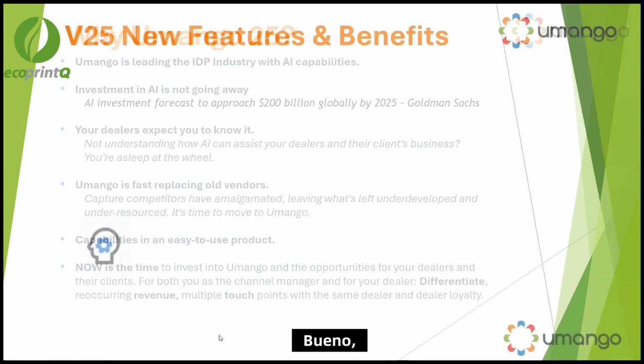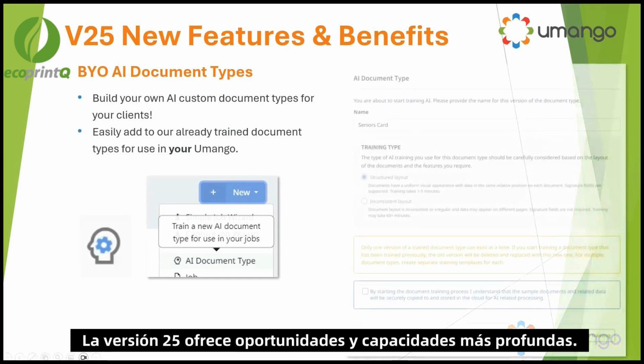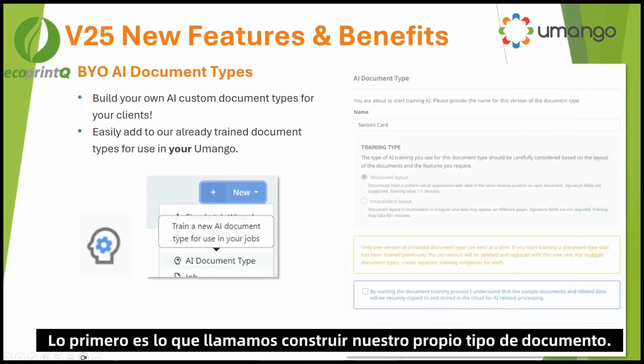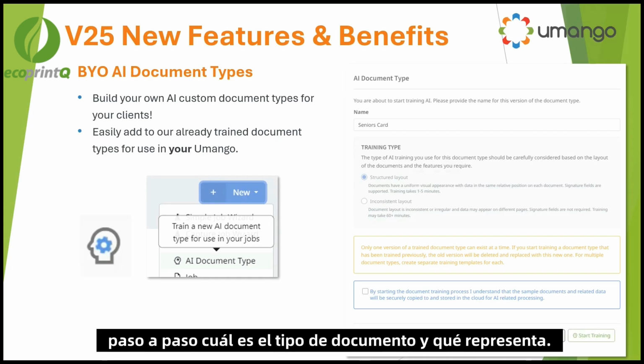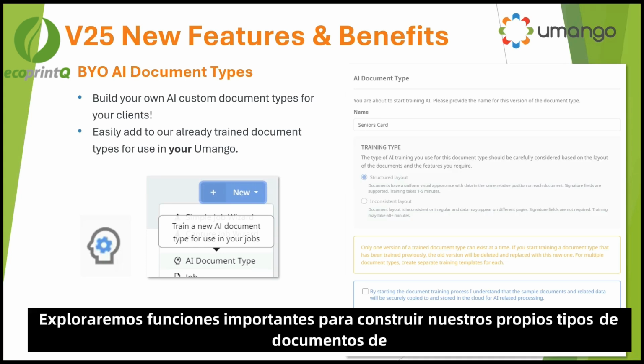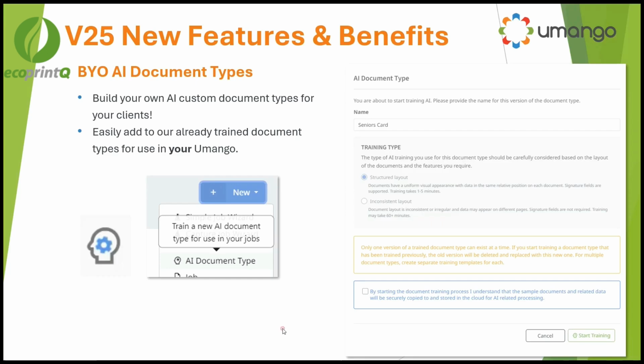Okay, as I mentioned, that's enough with the Umango side of things. From a high level, let's get into the deeper opportunities and capabilities in version 25. First off is what we call build your own document types. In version 23, as we're going to see in a moment, I'll step you through what a document type is and what it represents. We're going to explore the significant capabilities of building your own AI document type in our elite tier in version 2025.